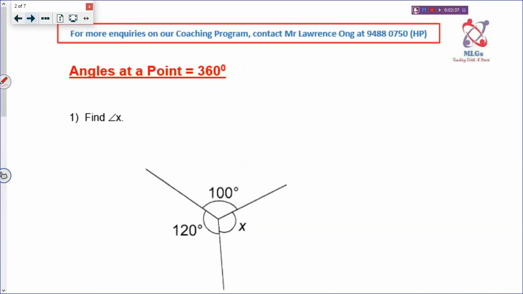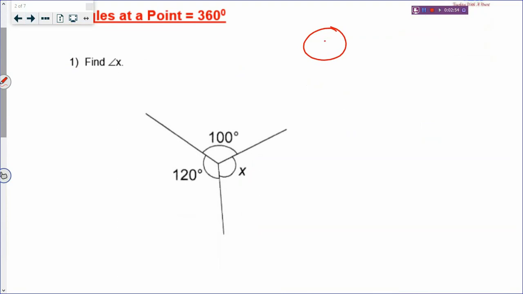So now let's go to the second property. Angles at a point, what does that mean? It means that if you see a circle, or if you see the angles form like a circle, then all the angles add together is 360 degrees. If you look at the picture over here, you can see that all the angles actually look like a circle when you join them together.